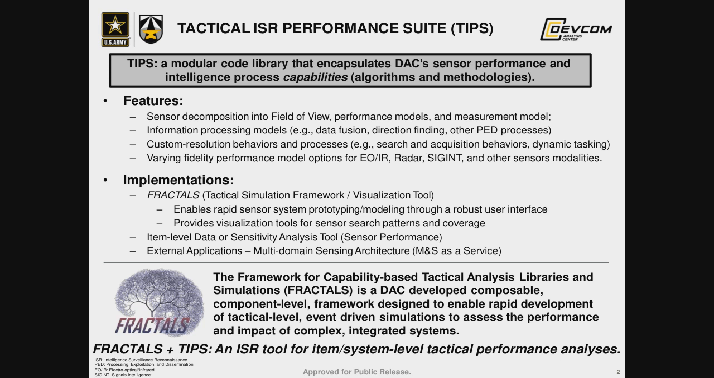FRACTALS also provides some visualization tools for seeing how a sensor search pattern would look, as well as coverage on specific terrains. So it also provides the user interface for doing that. You can also do just straight item level data or sensitivity analysis on the sensor performance models. So if you're really just interested in seeing how the probability of detection changes for this sensor versus range, you can create charts and everything that displays that type of information straight from FRACTALS.